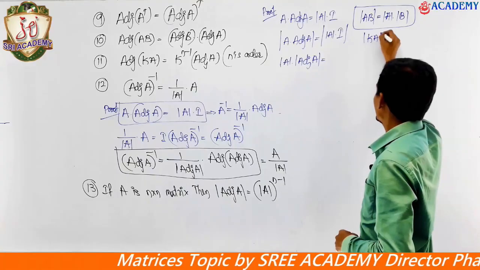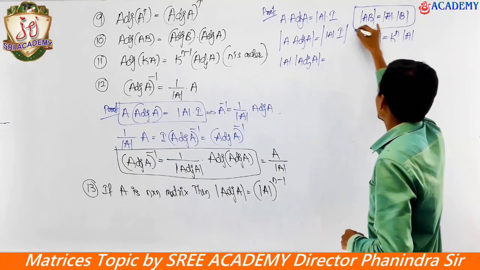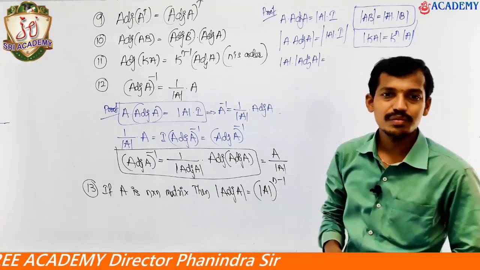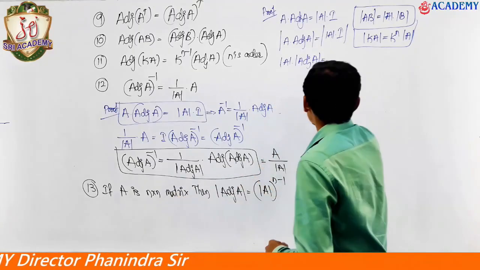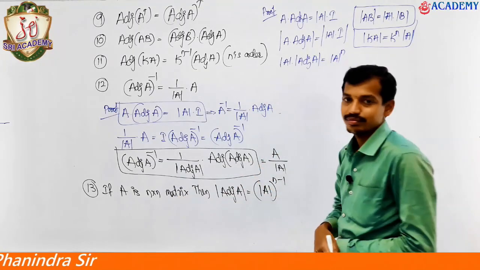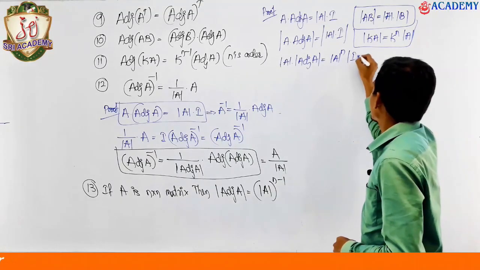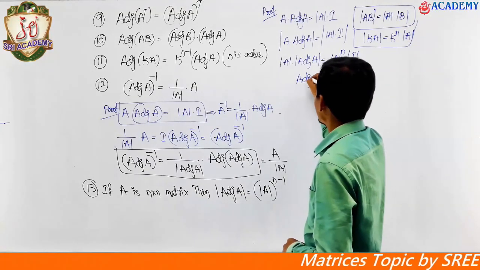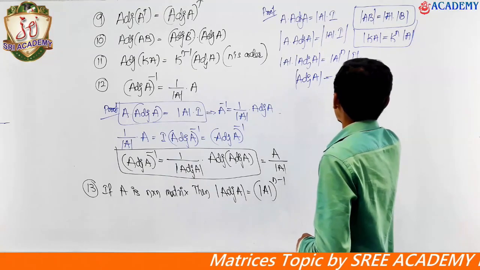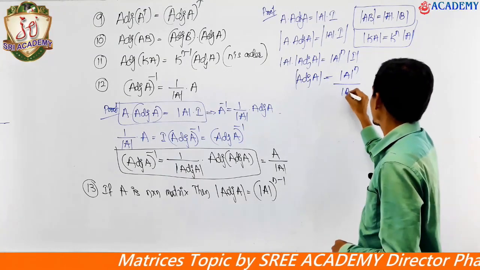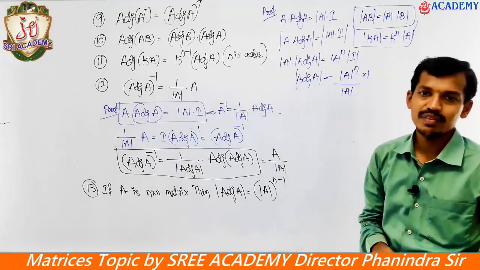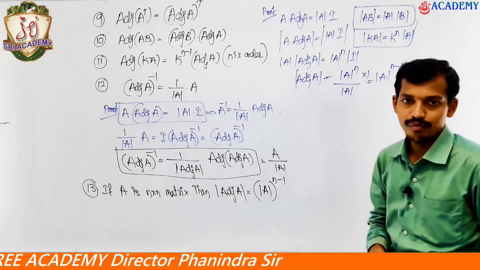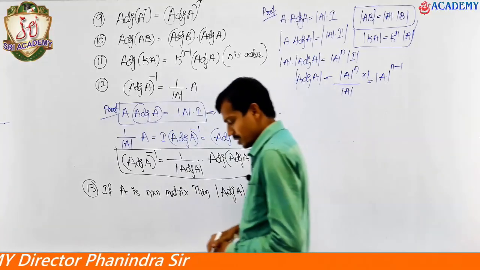Determinant of KA equals K power n into determinant of A. You know the formula, the determinant properties. Here this is a number, always determinant is going to be a number. Here the order is also given, that is n, so determinant of A whole power n into determinant of I. Determinant of I is nothing but 1. Here I want the adjoint matrix determinant, that is determinant of A whole power n divided by determinant of A into 1, because determinant of I is going to be 1. That's why you got determinant of A whole power n minus 1.